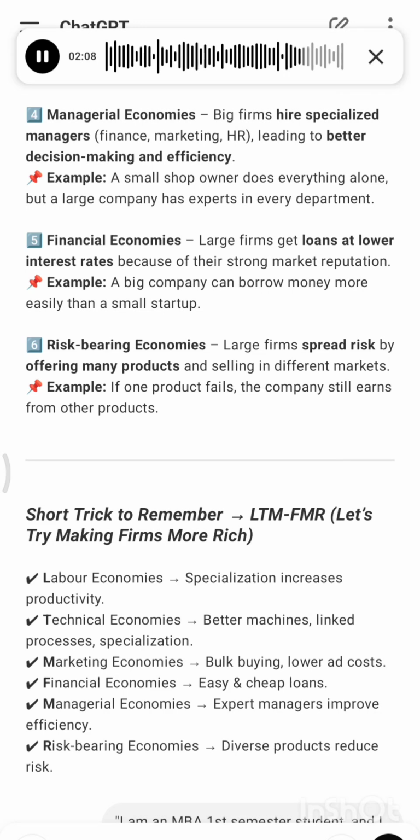Short trick to remember: LTMFMR. Let's try making firms more rich. Labor economies: specialization increases productivity. Technical economies: better machines, linked processes, specialization. Marketing economies: bulk buying, lower ad costs. Financial economies: easy and cheap loans. Managerial economies: expert managers improve efficiency. Risk-bearing economies: diverse products reduce risk.